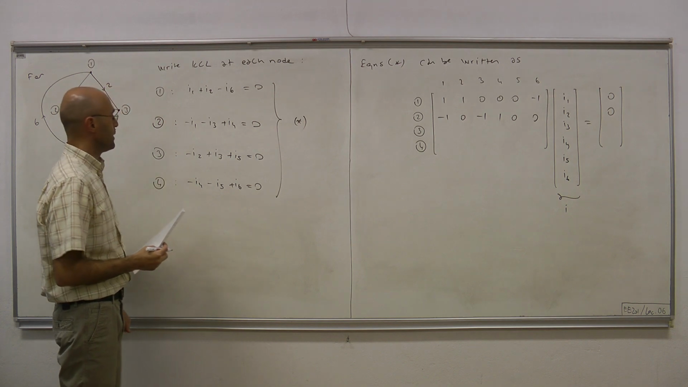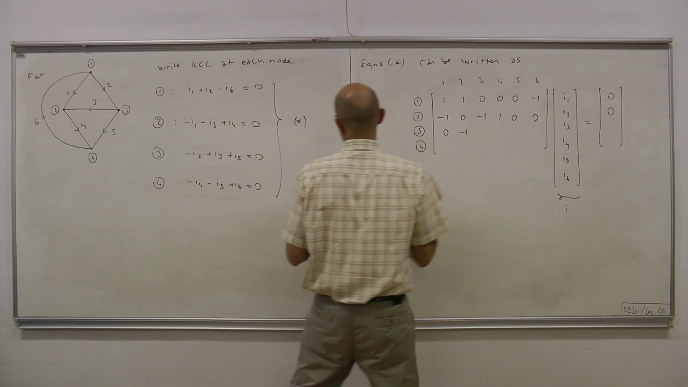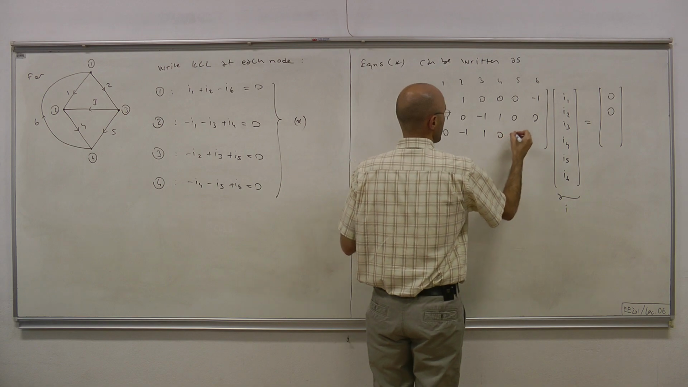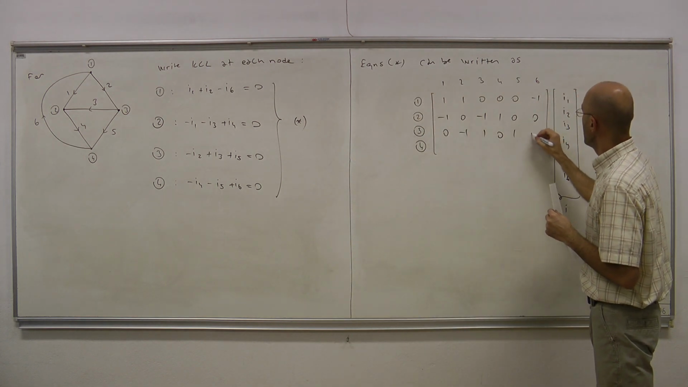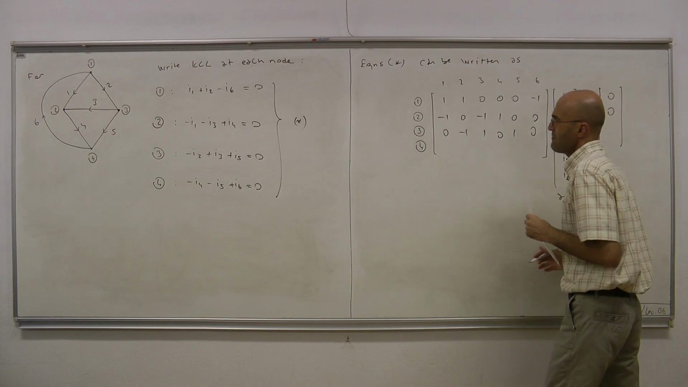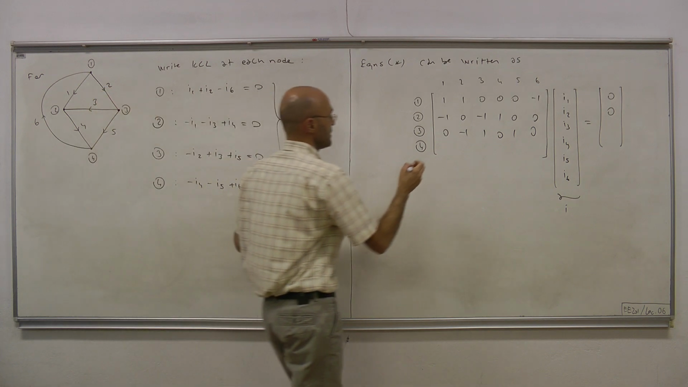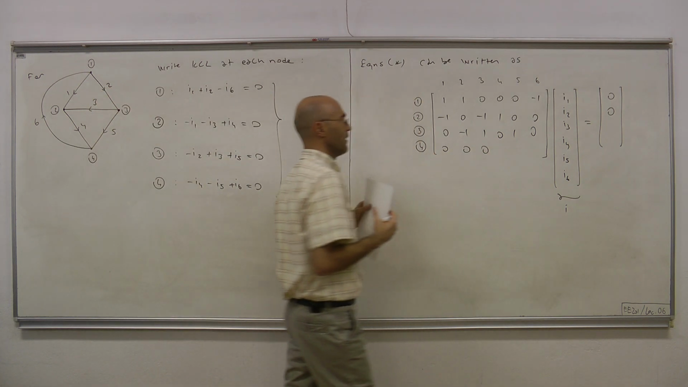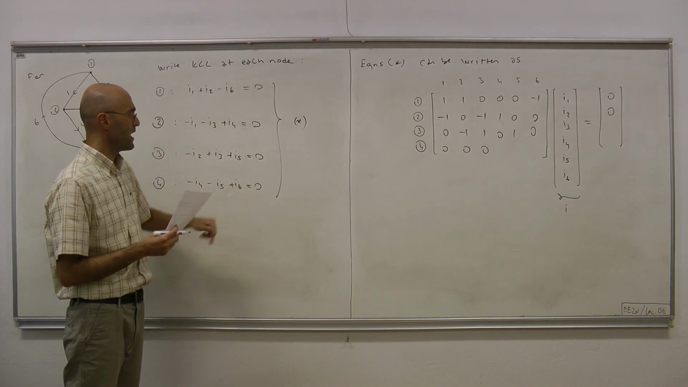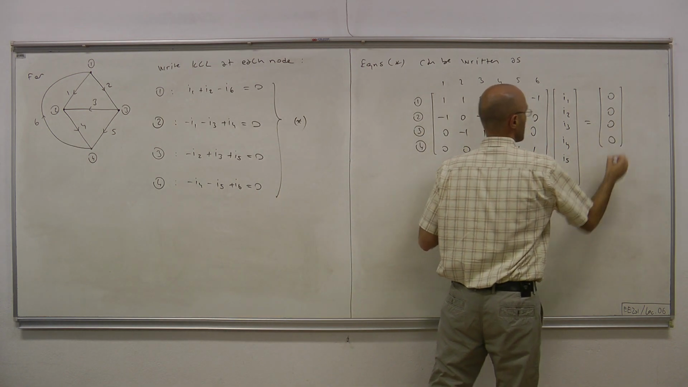For the third equation, we have no I1, minus 1 for I2, plus 1 for I3, no I4, 1 for I5, and no I6. And finally, for the last row, we look at the last equation. We have no entry regarding I1, I2, and I3. And for the remaining three currents, we have minus 1, minus 1, and plus 1. And the right hand side is zeros.